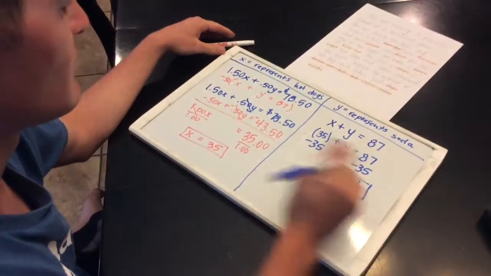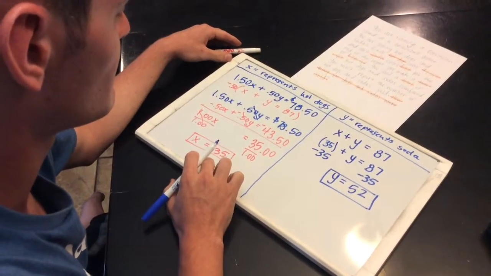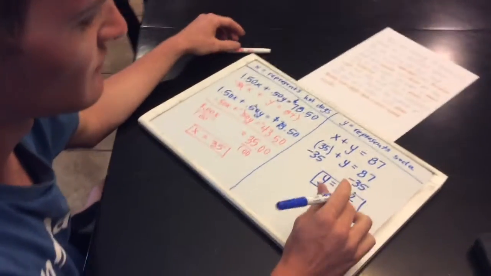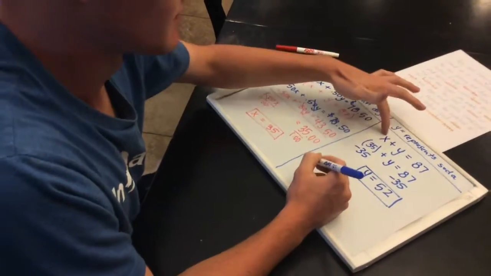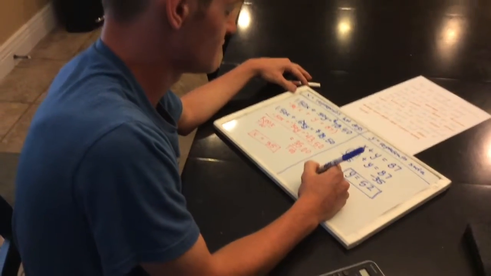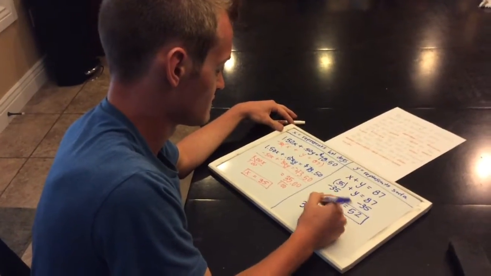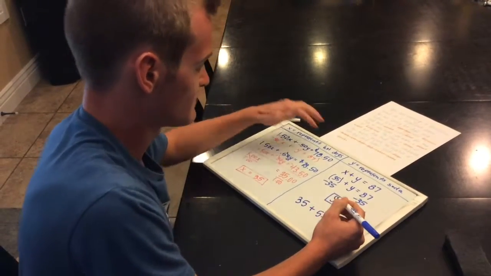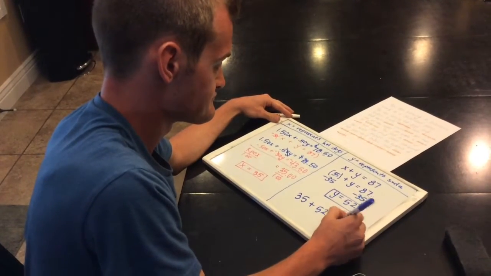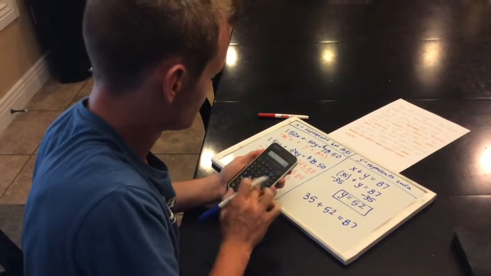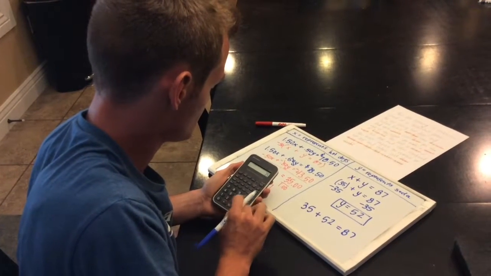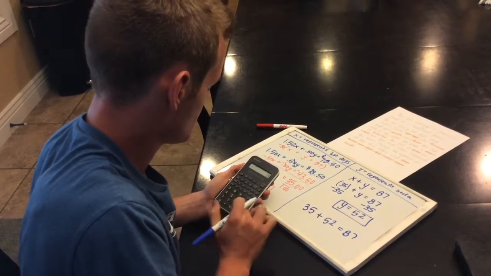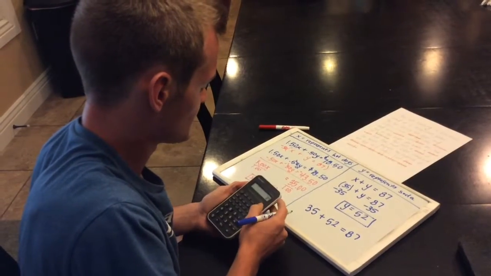So we know that there was 35 hot dogs sold and 52 sodas sold. And we can check this by having the original equation. 35 represents x, 52 represents y, 52 plus 35, we get 87. So that's how we know it's correct.